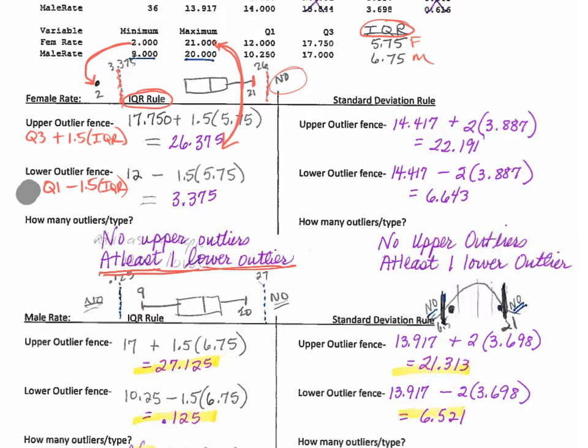Because you don't know how many values you have. You've got a 2, you could have several 2s. You could have these other ones in between there. You do not know how many, you just have to say at least one lower outlier.